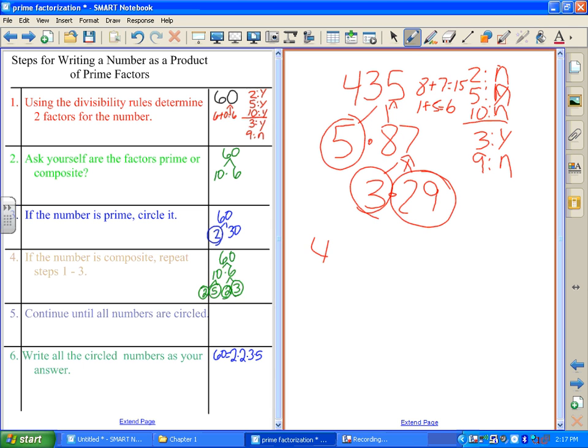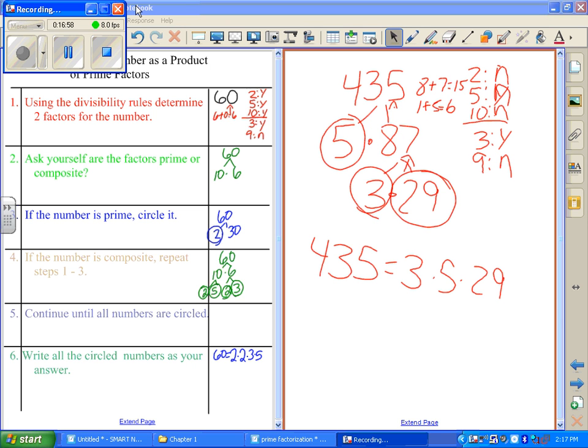So 435 rewritten as a product of prime factors is 3 times 5 times 29. We're going to have to come back to this tomorrow. So please put this away. Please take out your agendas quickly and quietly.